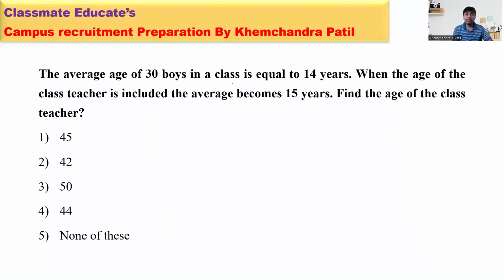The average age of 30 boys in a class is 14 years. So the total for 30 boys will be 30 multiplied by 14, that is 420. So this is the total age of 30 students. When the age of the class teacher is included, the average becomes 15. Now when the class teacher is included, the total number of members will become 31 and the average is becoming 15.